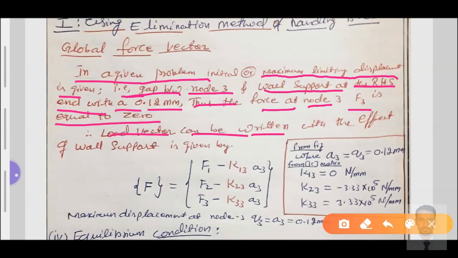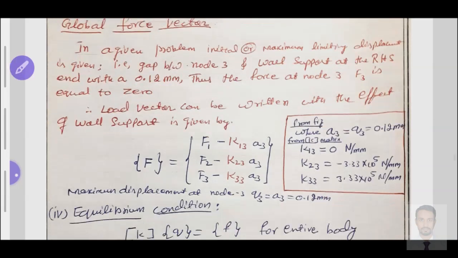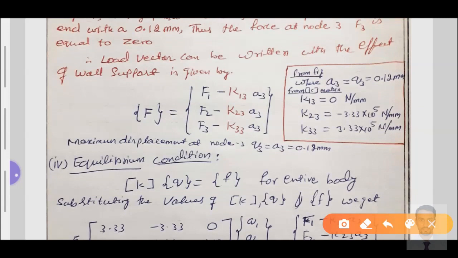The load vector, with the effect of wall support, can be written as I have discussed in the beginning of this problem. See here, force vector F is equal to F1, which is applied force, F2 is applied force, F3 is applied force. This is a wall effect. Where is the wall? At node number 3, right? At node number 3 means K13, K23, K33 we are taking.